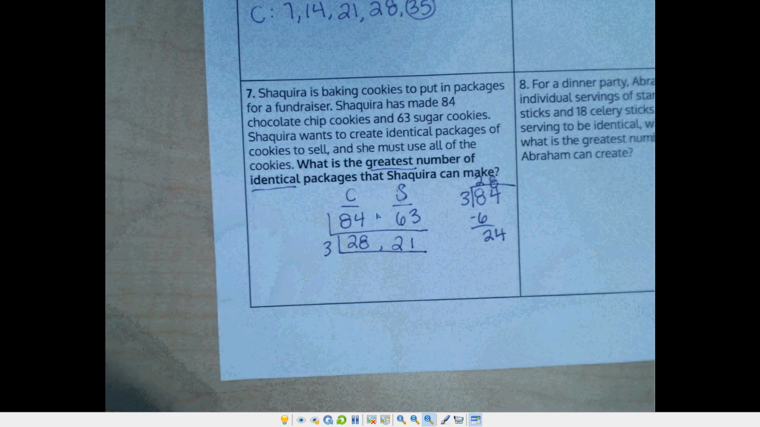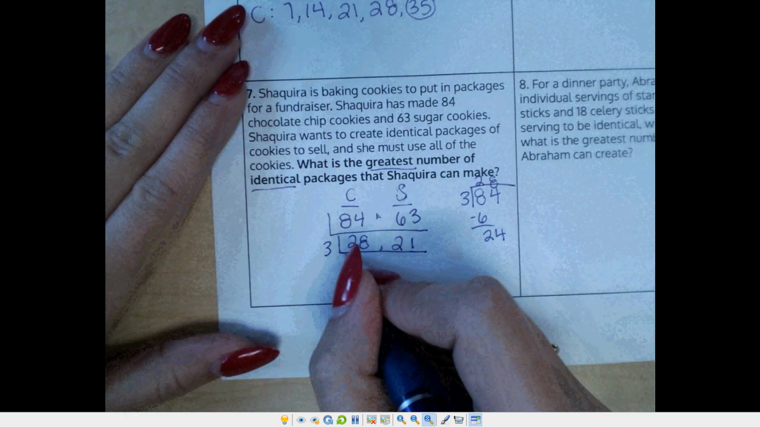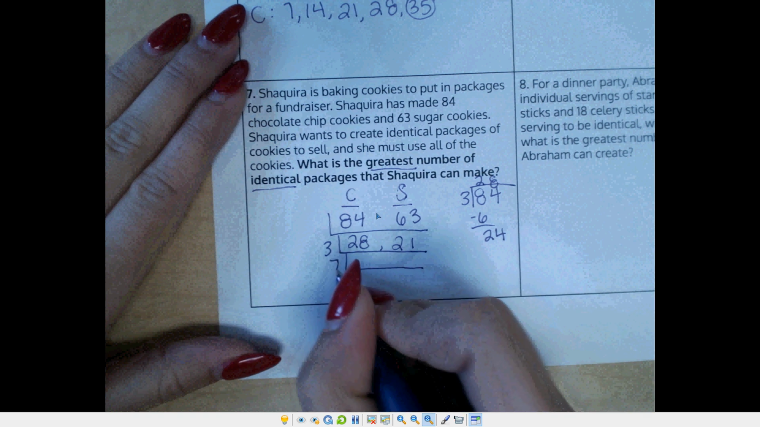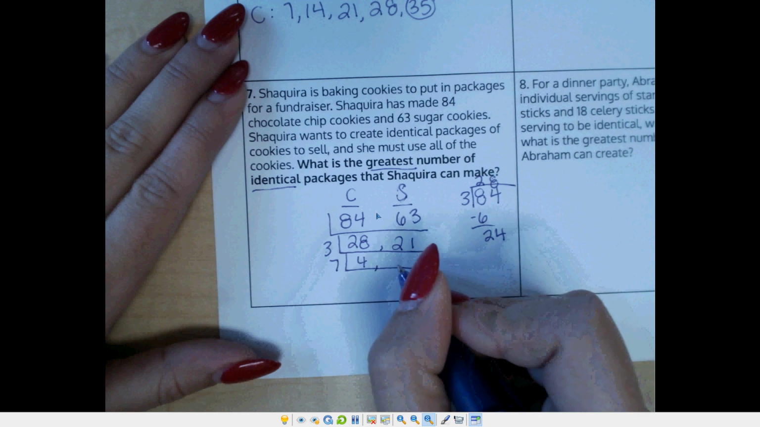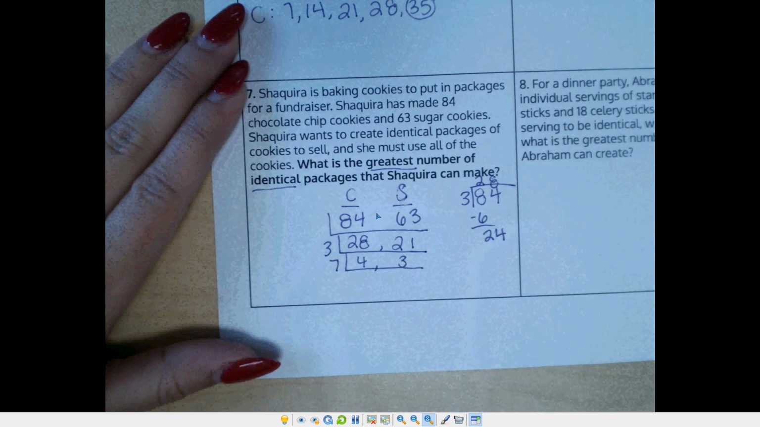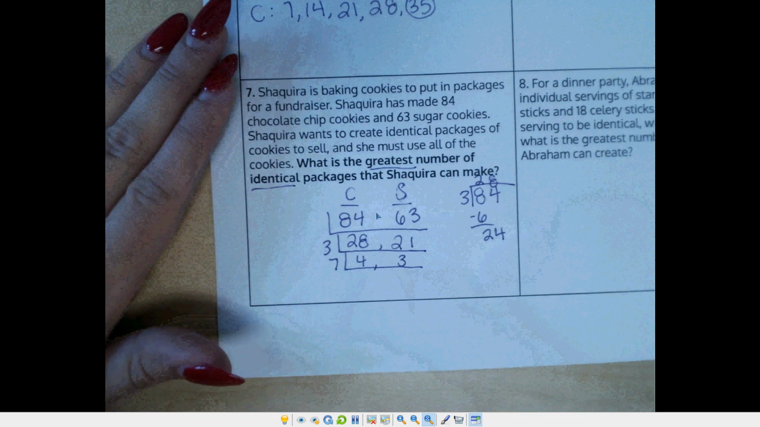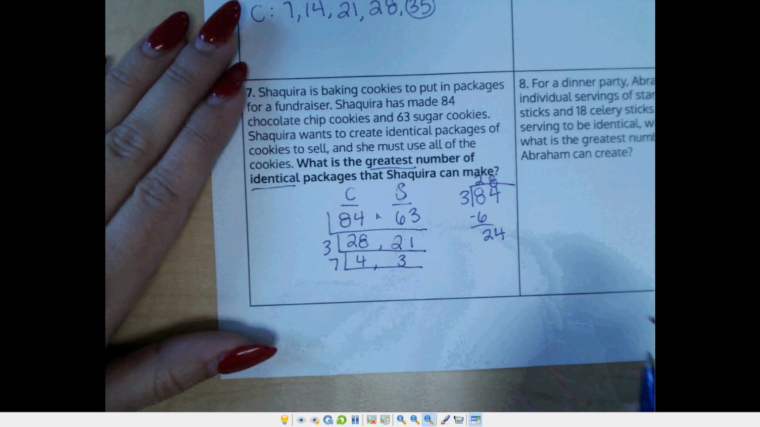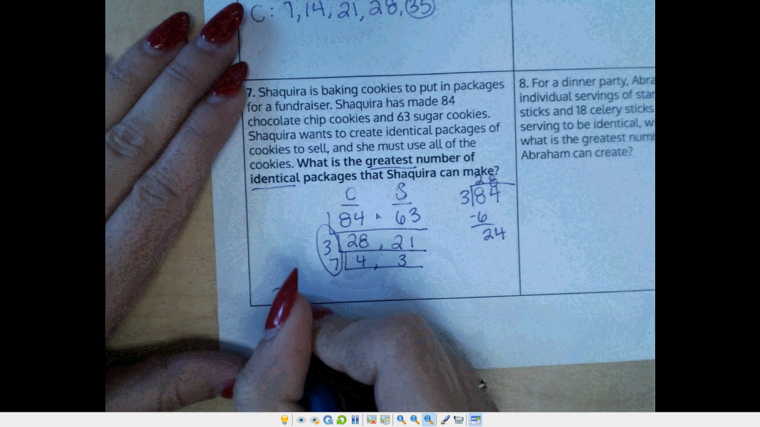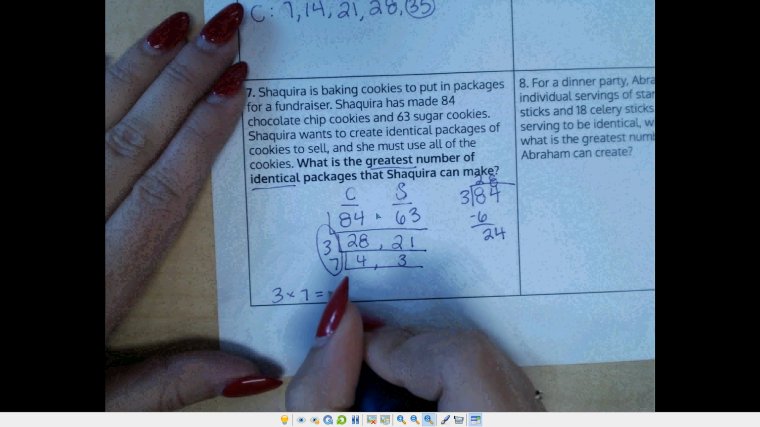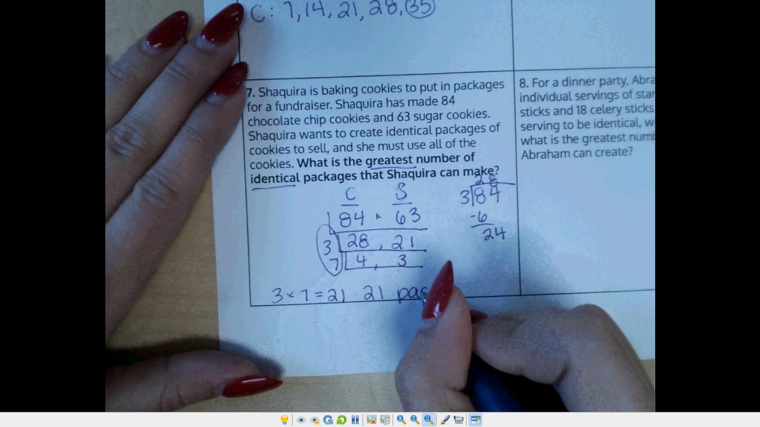So I have to think, do those have a common factor? Yes, they do. They can both be divided by 7. So I factor out the 7. 28 divided by 7 is 4. 21 divided by 7 is 3. Okay? Now 4 and 3 are not divisible by the same number anymore. They do not have a common factor, so I know I've reached the end of my problem. So since I have more than one number on the outside, I multiply them. 3 times 7 is 21. So I know that she has 21 packages.